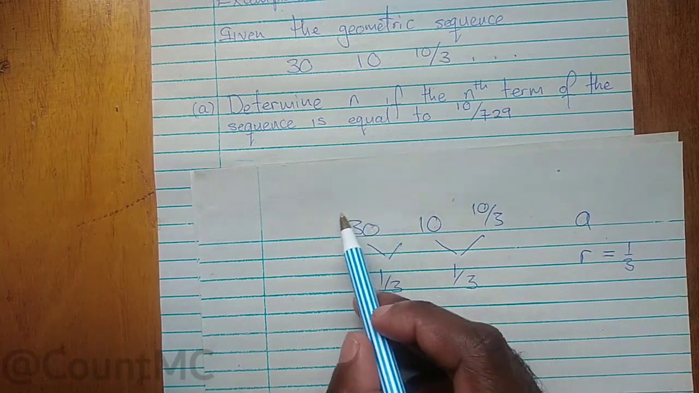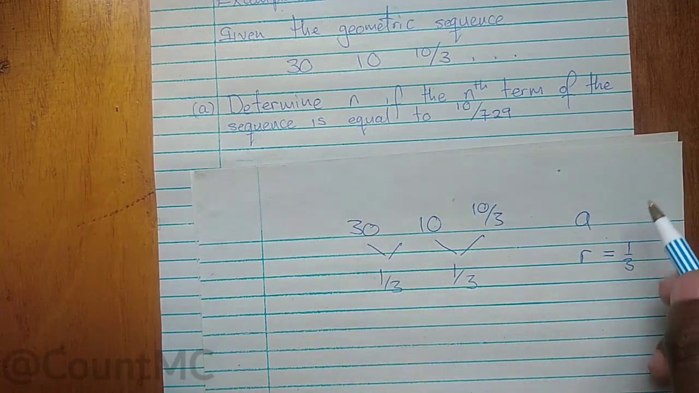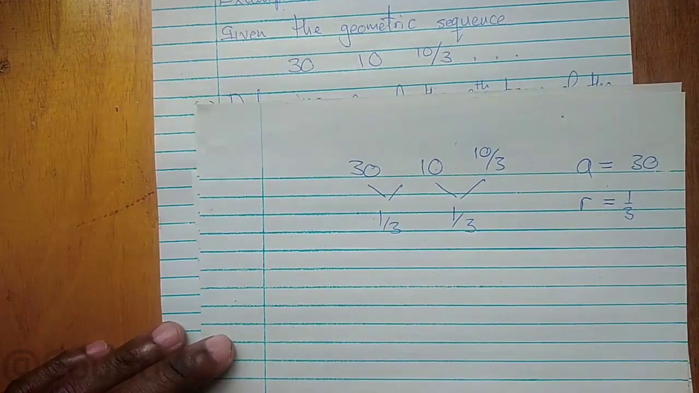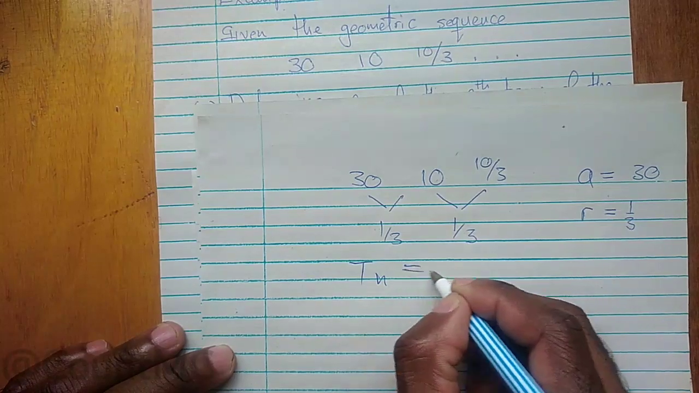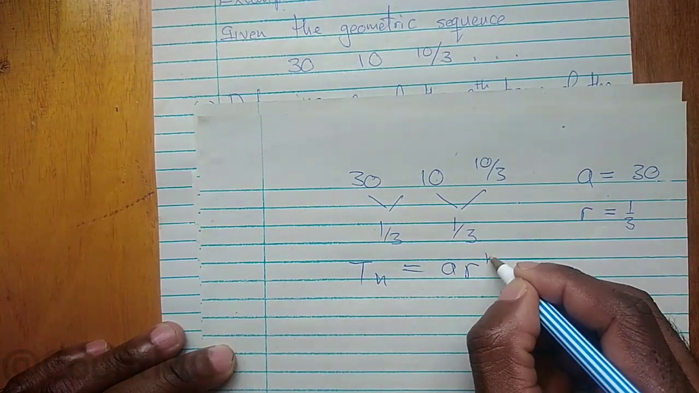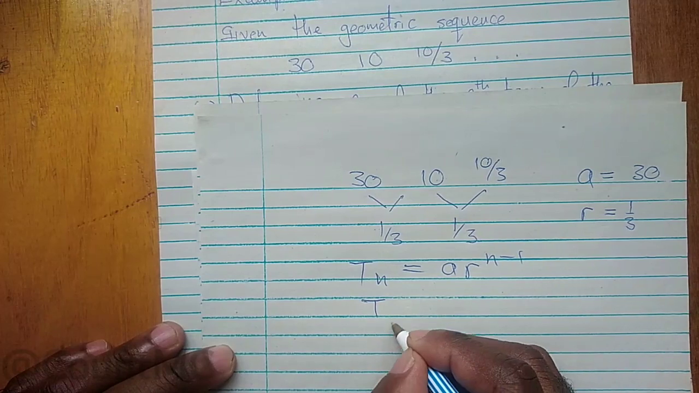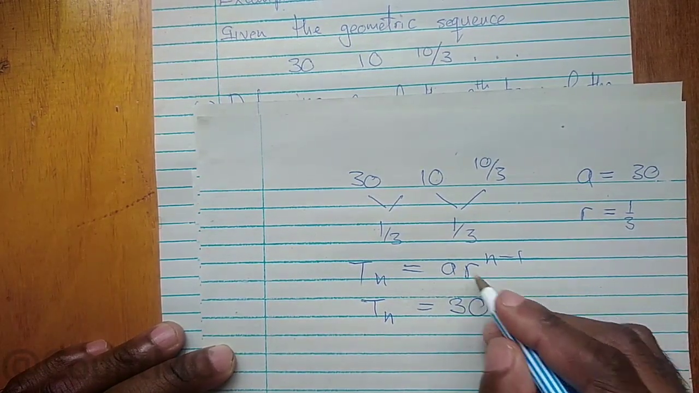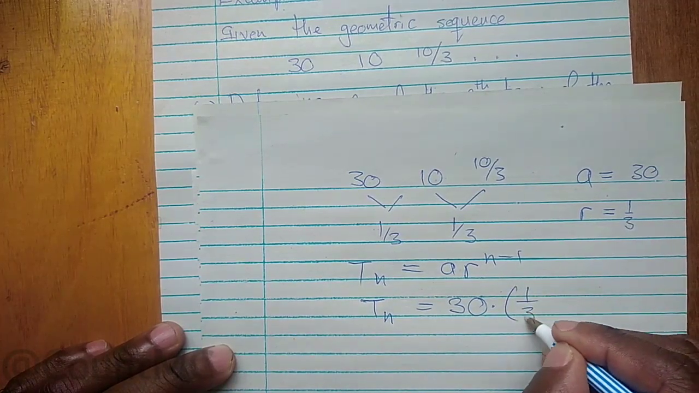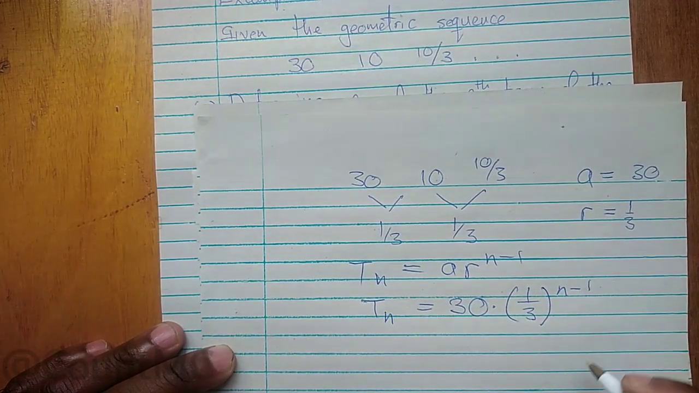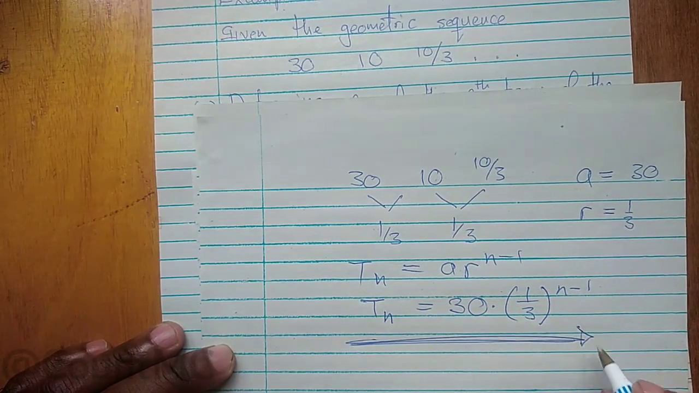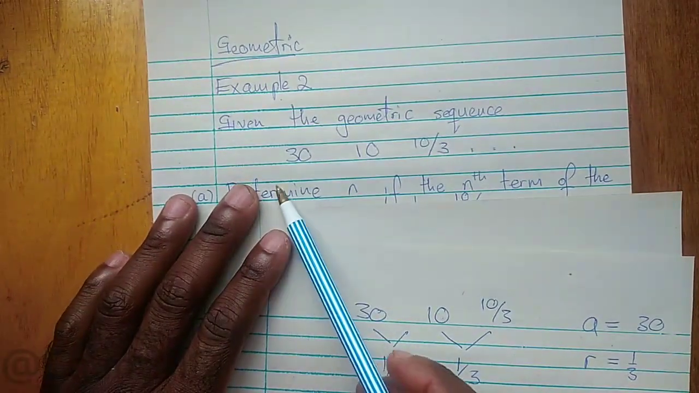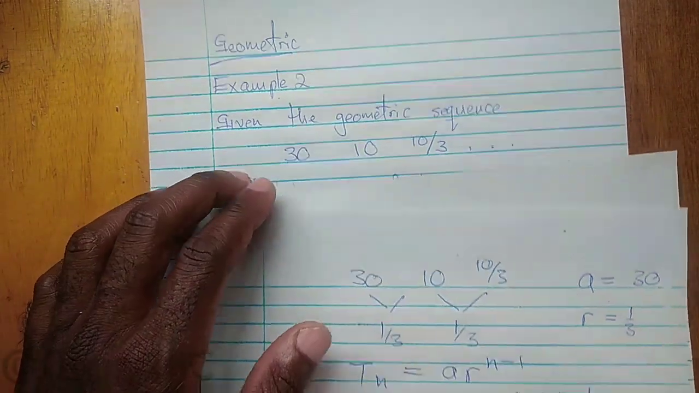A, the first term, is 30. So Tn is equal to a r to the power n minus 1. We substitute: Tn equals a is 30, times r is a third, to the power n minus 1. This is the general formula for finding any term in this number pattern.